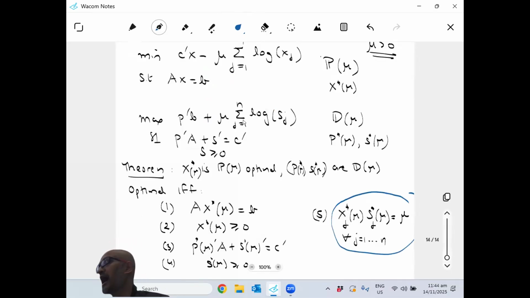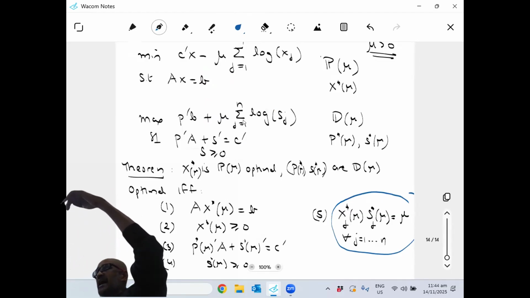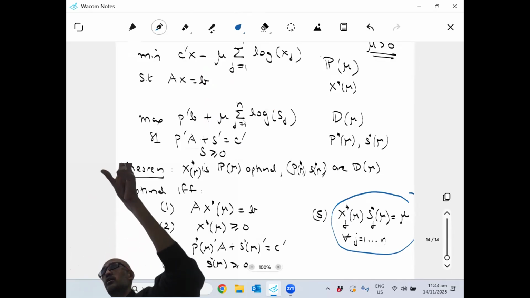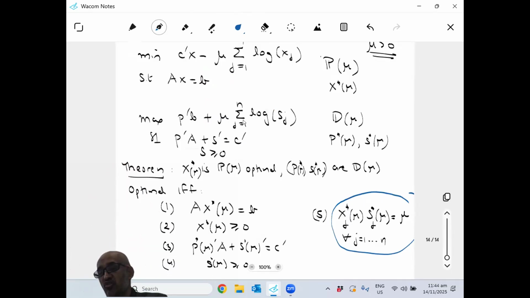In linear programming, I would have complementary slackness. The primal variable times the dual slack, x times s, will be equal to 0. But here, x times s gives you a number mu. This is the only difference compared to the classic primal-dual optimality conditions. It's in this condition.